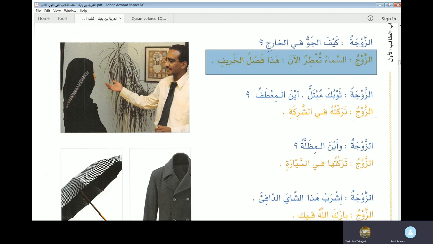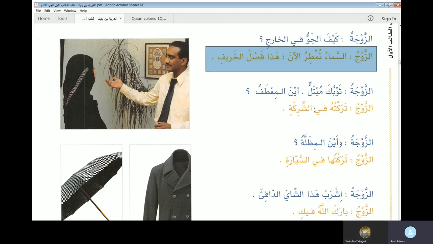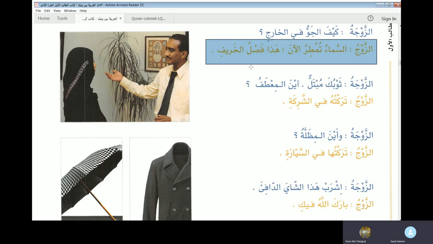The sky is raining? Yes, it is raining now. Fasl kharif. Fasl means season. This is the autumn season, or you can say fall season, whatever you like. Either autumn or fall.